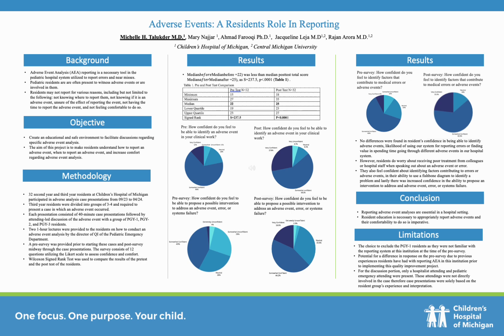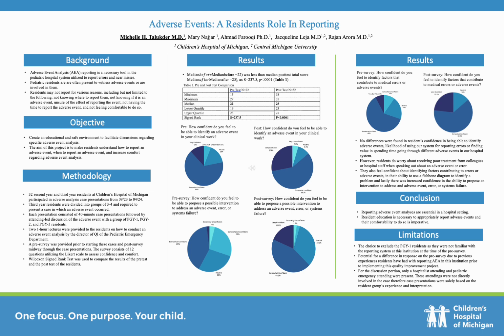2 one-hour lectures were provided to the residents on how to conduct an adverse event analysis by the director of the QI of the Pediatric Emergency Department. A pre-survey was provided prior to starting these cases and a post-survey midway through these case presentations. The survey consists of 12 questions utilizing the Likert scale to assess confidence and comfort. The Wilcoxon signed rank test was used to compare the results of the pre and post test of the residents.